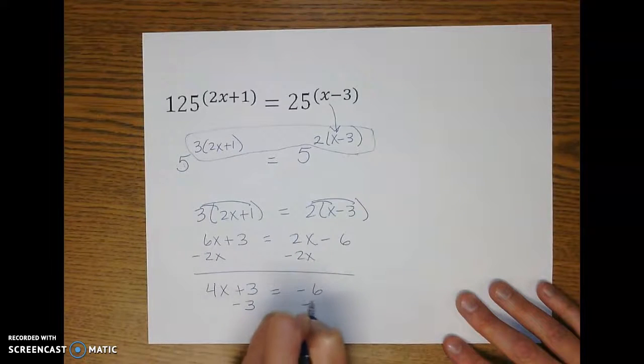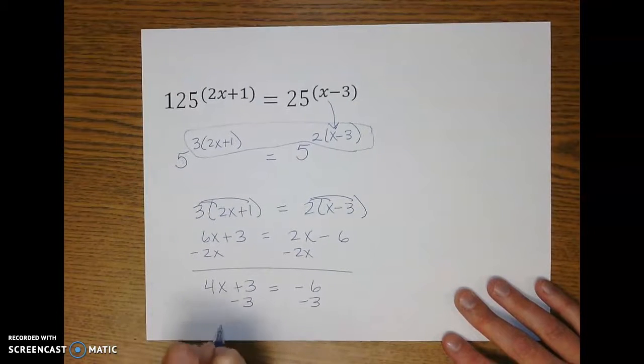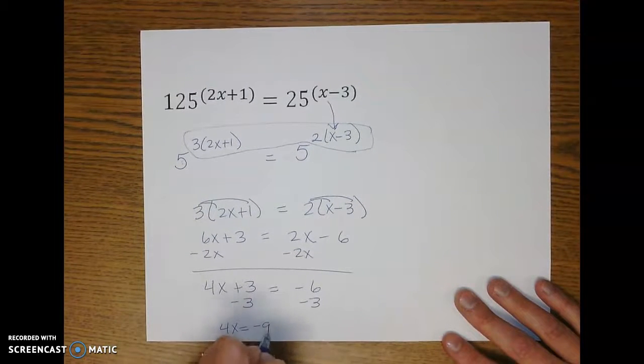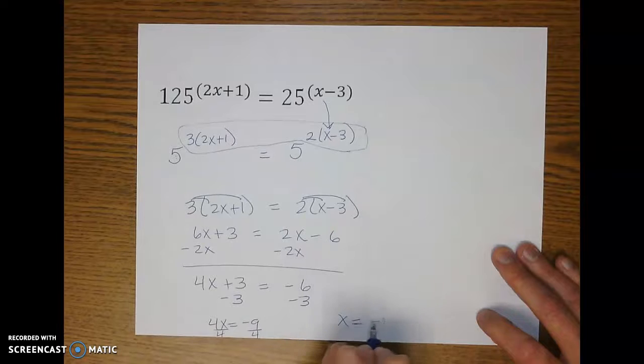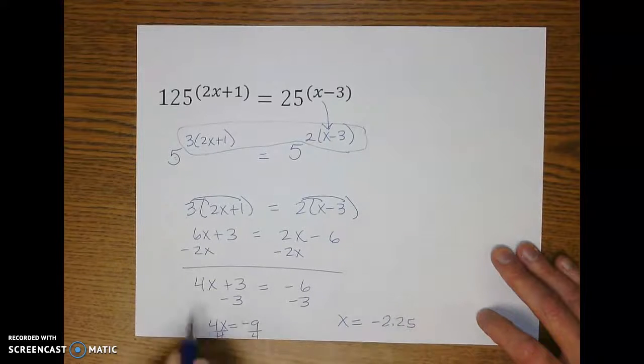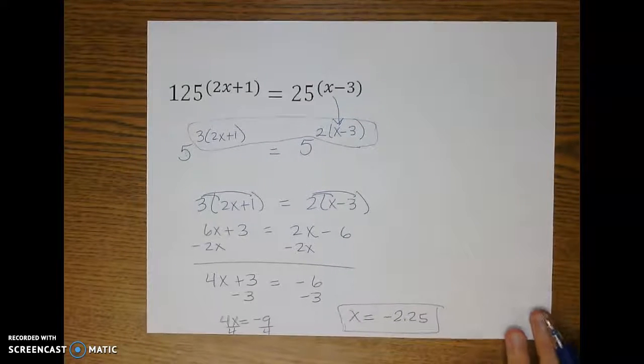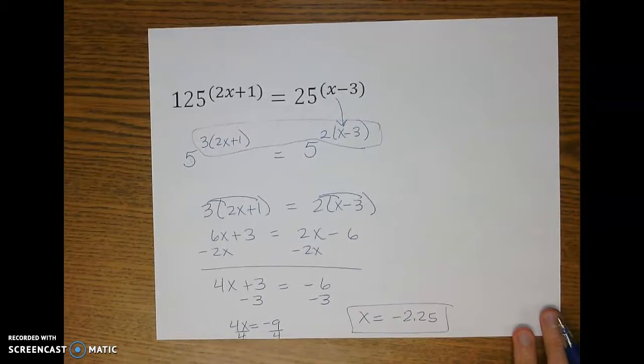Move the 3 over, and divide by 4. 4 goes into 9, 2 1/4 times. Negative divided by positive is a negative. And there it is. You can check that if you want, but that is the correct answer.